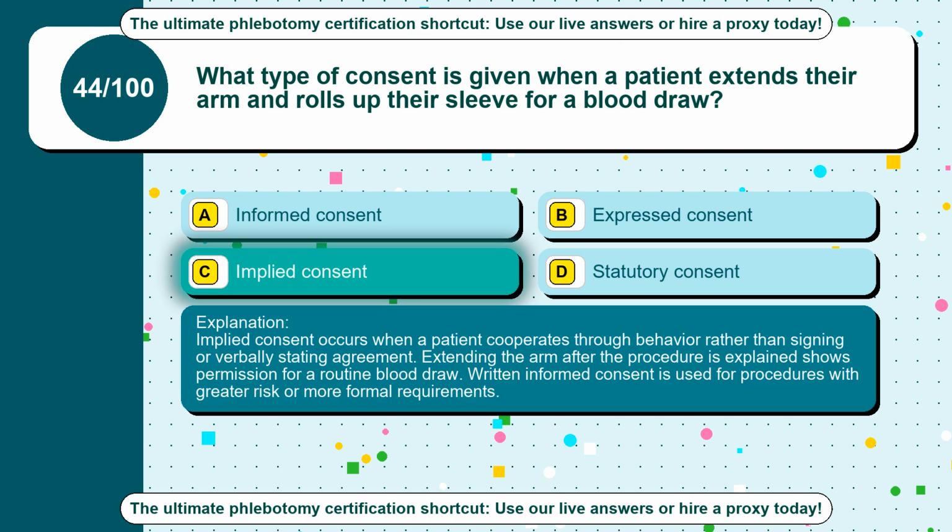Implied consent occurs when a patient cooperates through behavior rather than signing or verbally stating agreement. Extending the arm after the procedure is explained shows permission for a routine blood draw. Written informed consent is used for procedures with greater risk or more formal requirements.